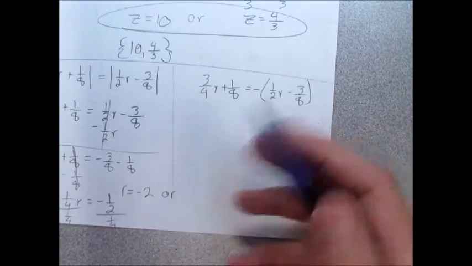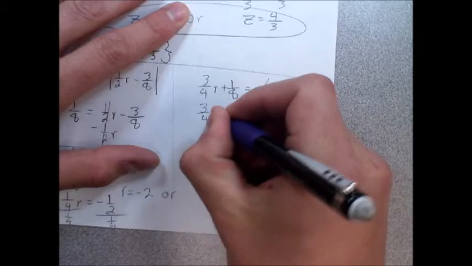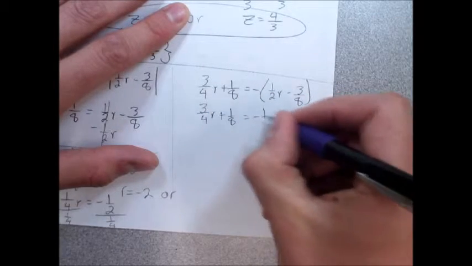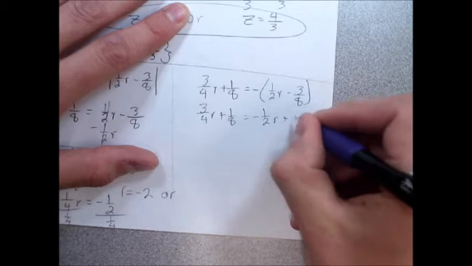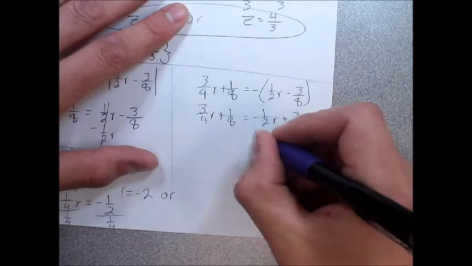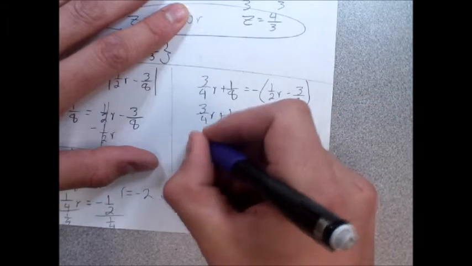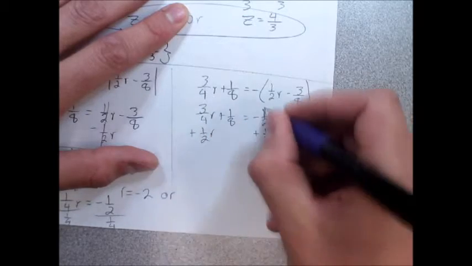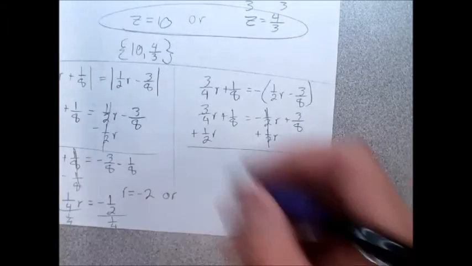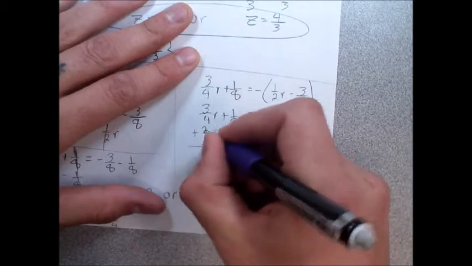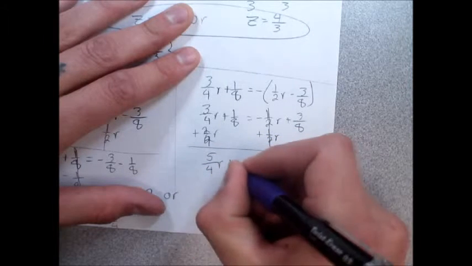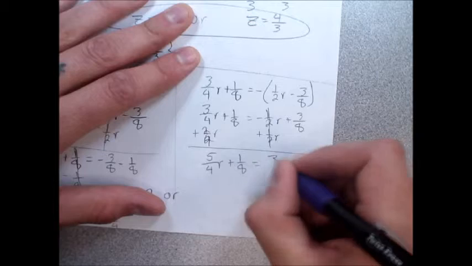Okay? So the left stays the same, 3/4 r plus 1/8 equals, I distribute that negative. I get negative 1/2 r now, plus a 3/8. Okay, I'm going to add this 1/2 r to both sides. Again, if I don't know how to do this, I can go ahead and type it into my calculator. But if I do know how to do this, find the common denominator, put the 2, change that to a 4, right? We get 5/4 r plus 1/8 equals the 3/8.